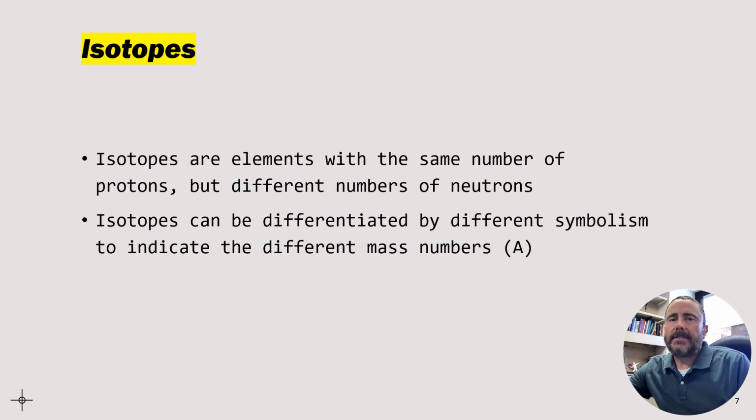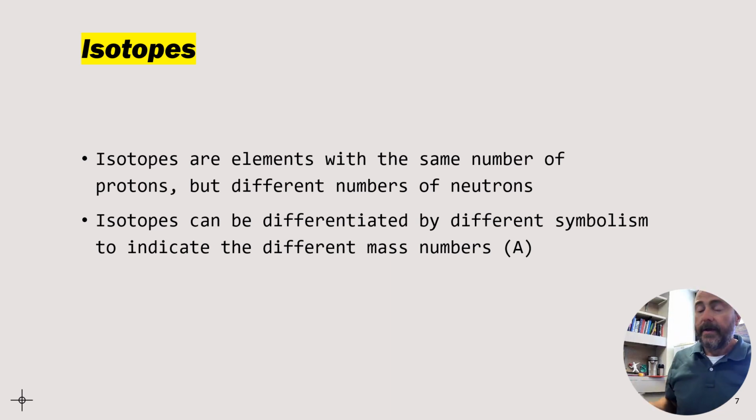We can also take our elements and form things that we call isotopes. Isotopes are elements with the same number of protons, but a different number of neutrons. So here we're not changing our number of electrons. We can't change our number of protons or else we would change the element itself.